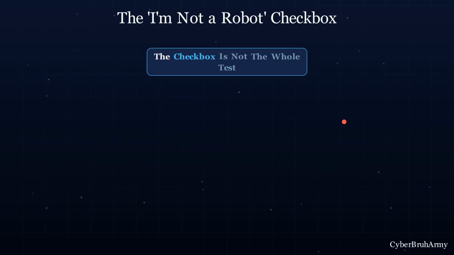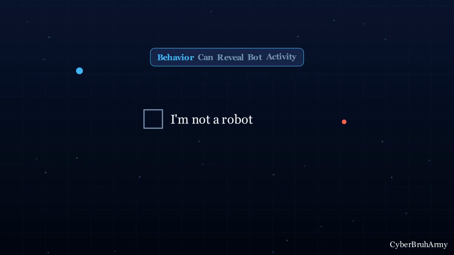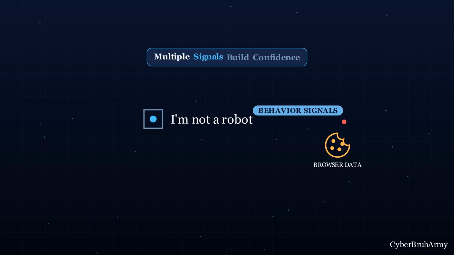Some ReCAPTCHA challenges show a simple checkbox labeled "I'm not a robot," but the click itself is not necessarily the whole test. The system can consider how the cursor moves toward the checkbox, along with other browser and device signals. Depending on the implementation, browser cookies and device history can also contribute to the decision about whether the visitor appears legitimate.